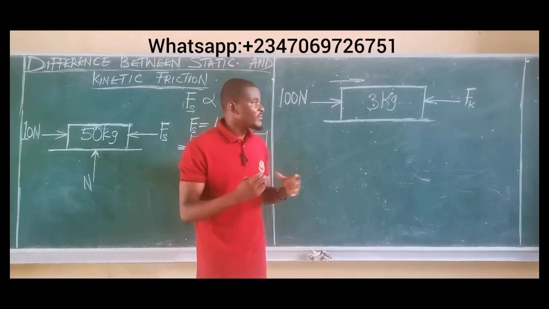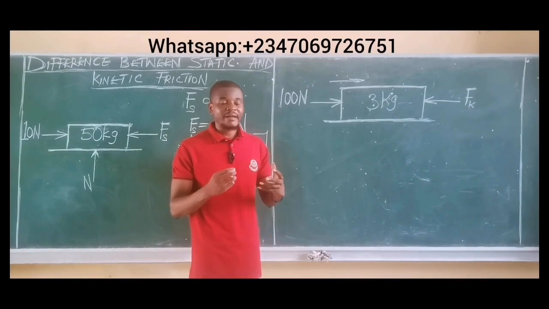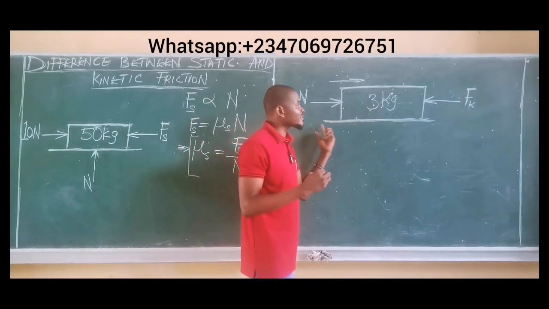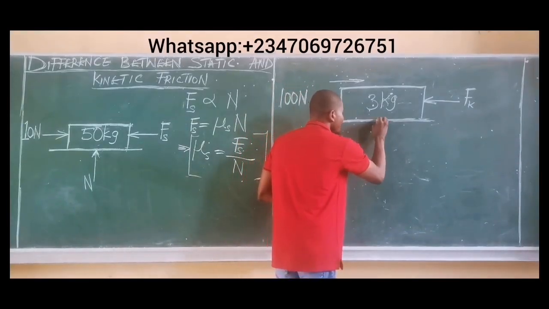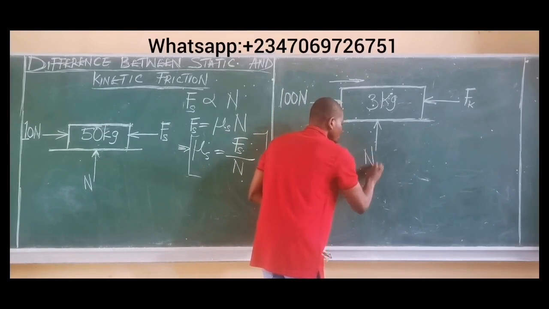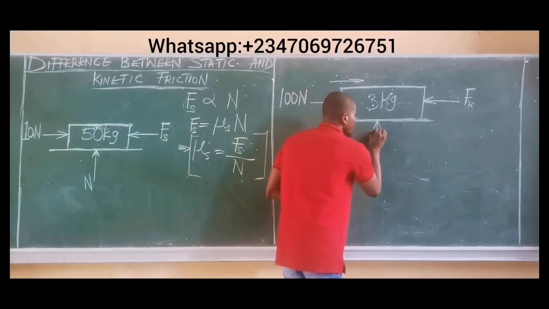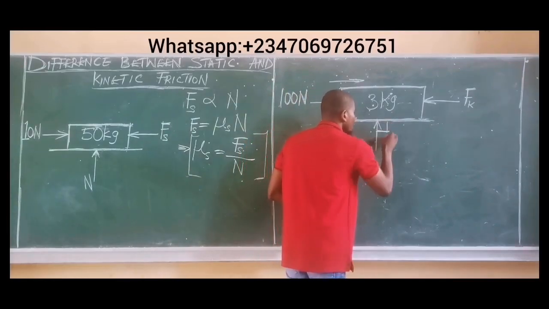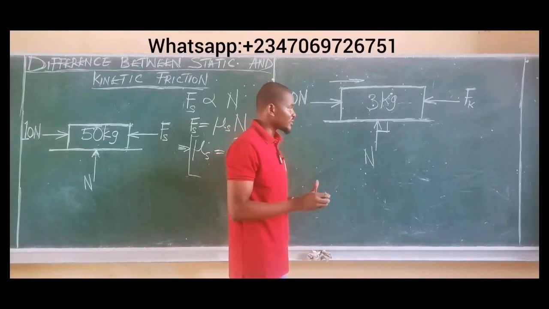And always, whenever two surfaces come in contact, we always have what is called a normal reaction. Since this 3 kg mass is resting on this surface, then we have a normal reaction which always acts at 90 degrees to the surface. It always acts at 90 degrees, as can be seen here. This is 90 degrees or perpendicular to the surface, which is why it is called a normal reaction.